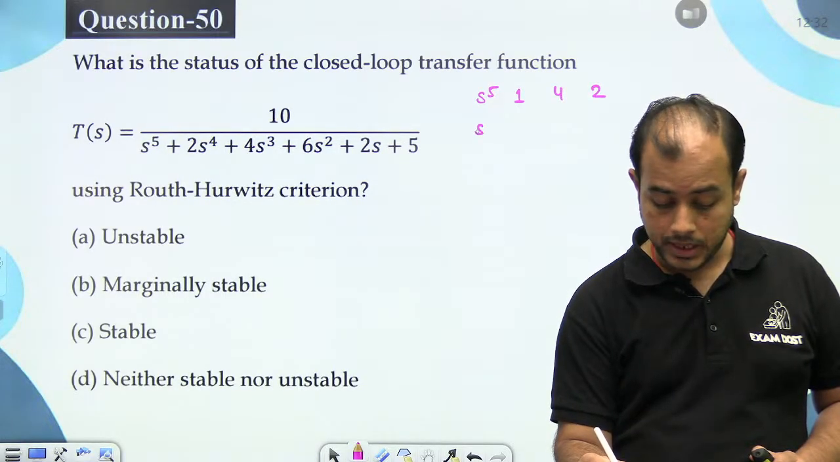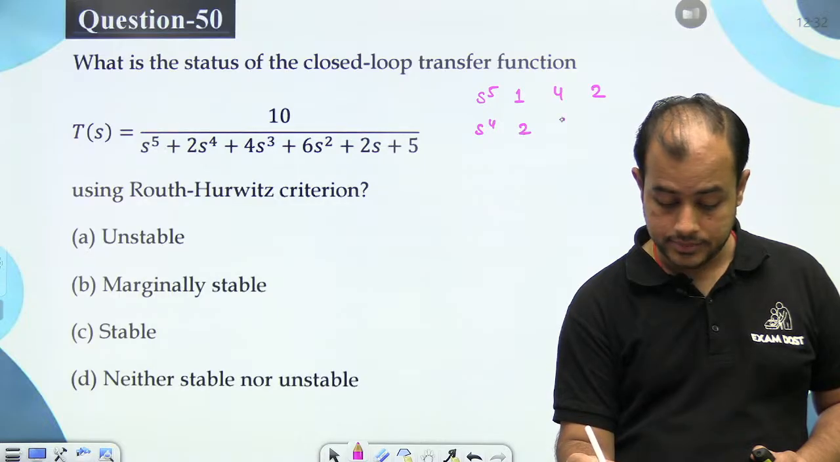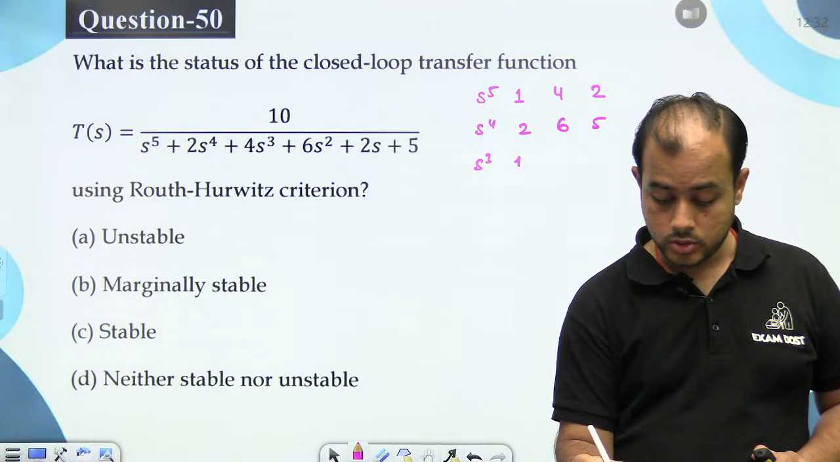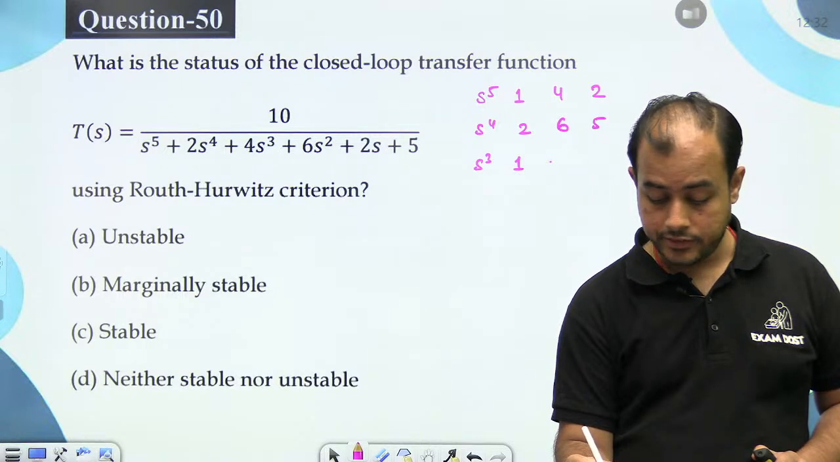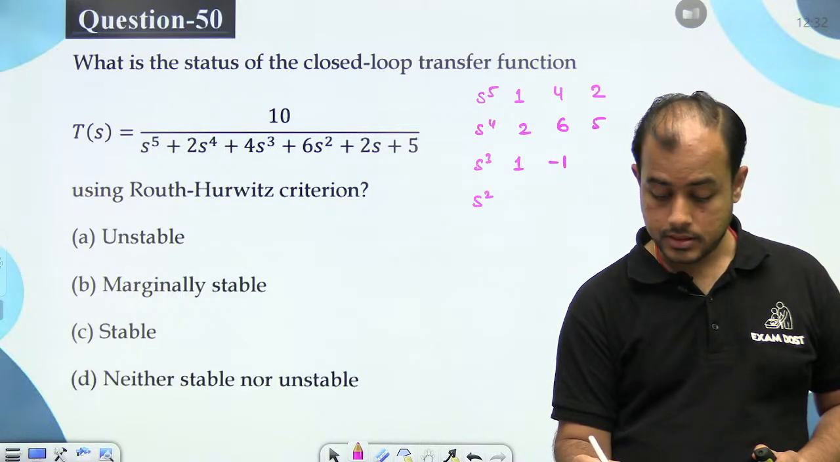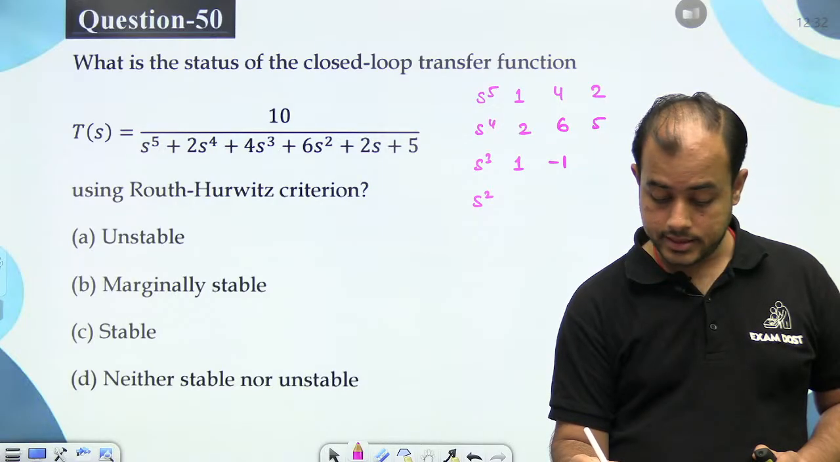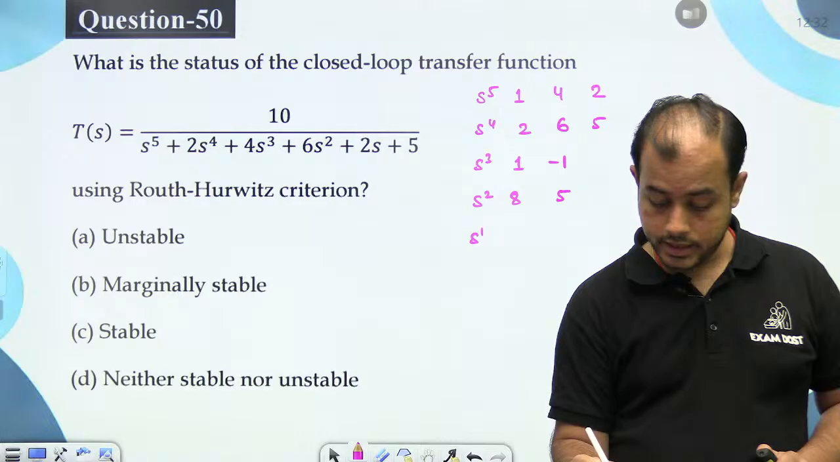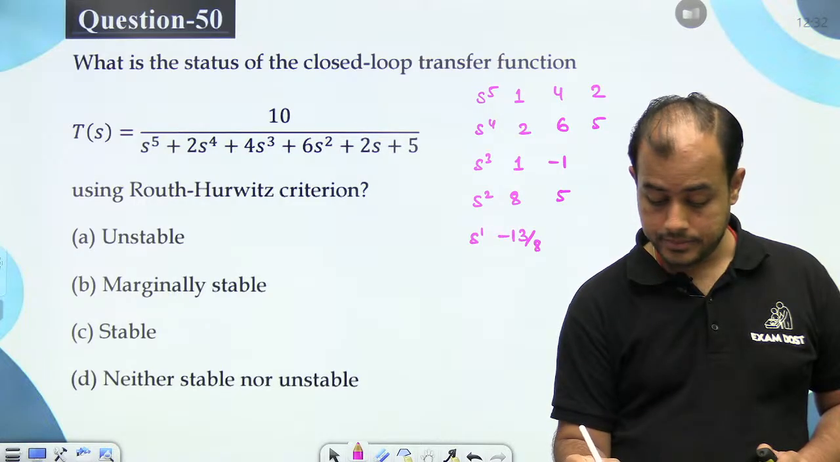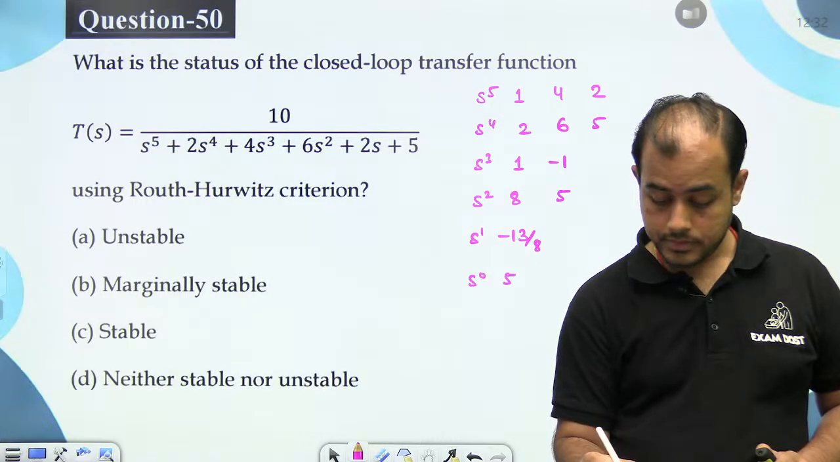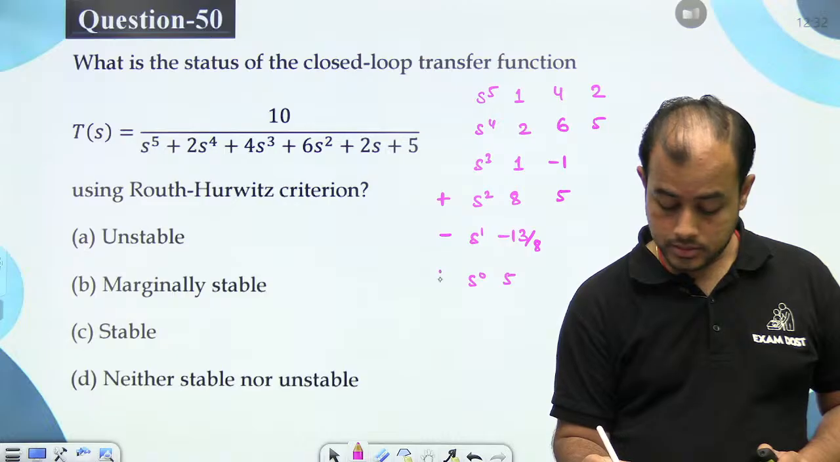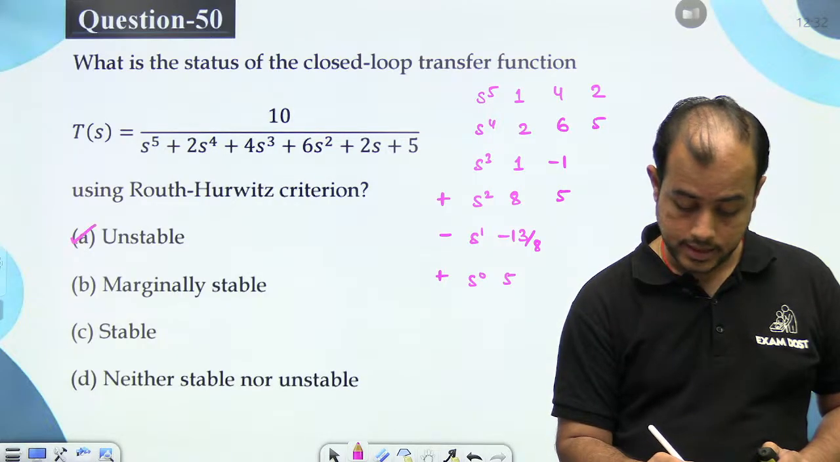We have to apply Routh-Hurwitz criteria. 8 minus 6, 2. 4 minus 5 minus 1. So 6 minus 2, 8. Minus 8 minus 5 minus 13. 2 sign changes unstable.